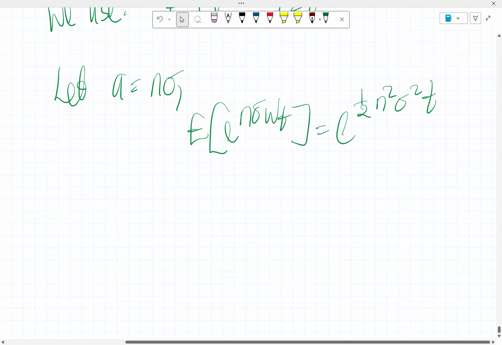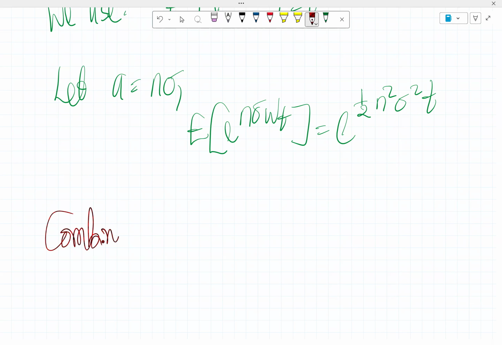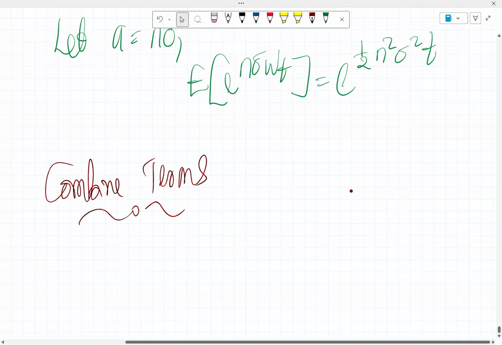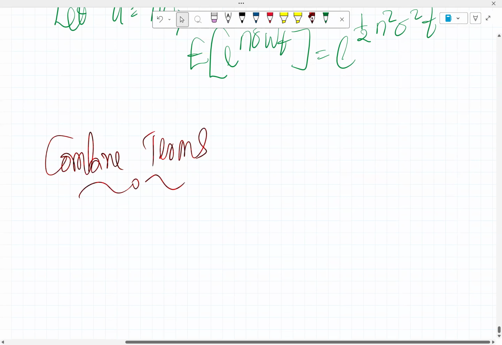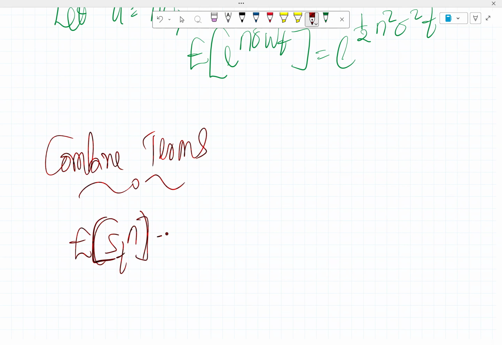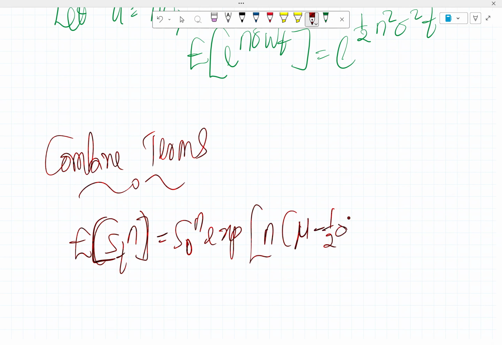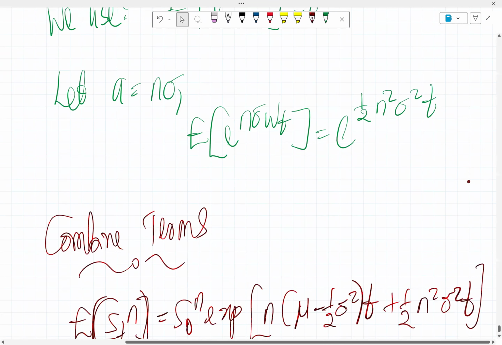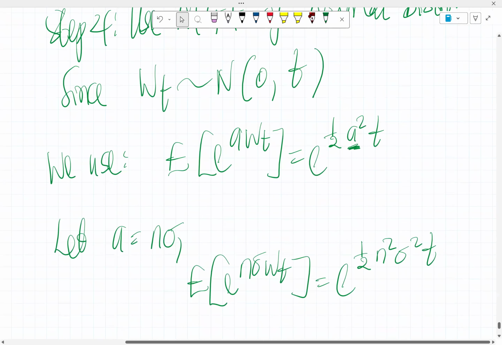With all of that in place now, we can go for the next step, which is to combine terms. To combine the terms, we then have the expected value of S_t^n equals S_0^n exp(n(mu minus half sigma squared)t plus half n squared sigma squared t). So that's us combining, because we've taken care of that part.